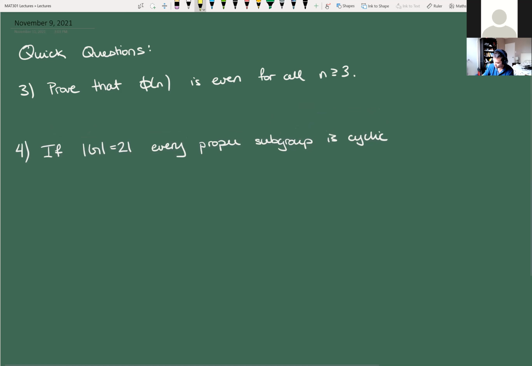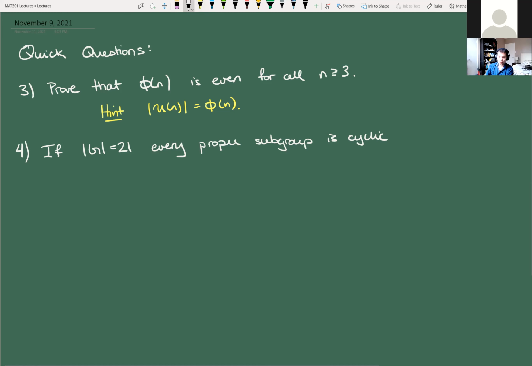Okay, so the hint, remember, is that the order of Un is phi n, right? So if you want to prove something about phi n, it's often enough to prove something about the group of units for Zn, right? That group Un that we've played around with so many times. So think about what it means for something to be even, and then translate that into a statement about Un, and remember what we're doing this week, right? It's Lagrange's theorem. Translate that into a statement about Un and see if you can prove it. And there is a natural thing to do there.